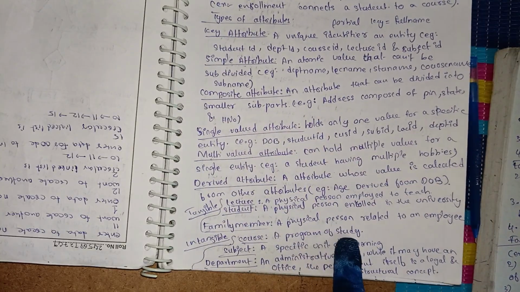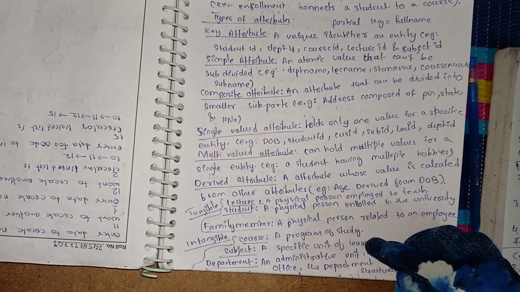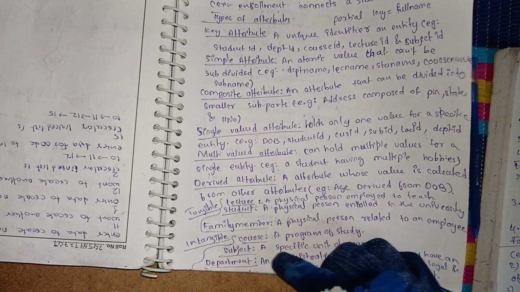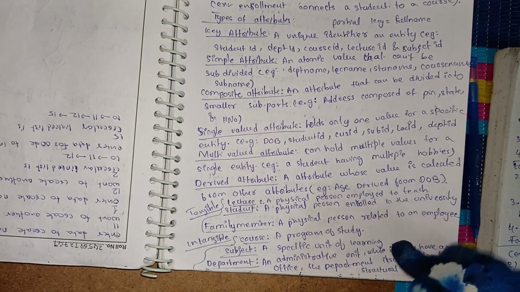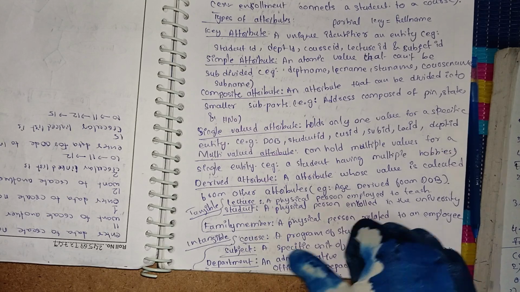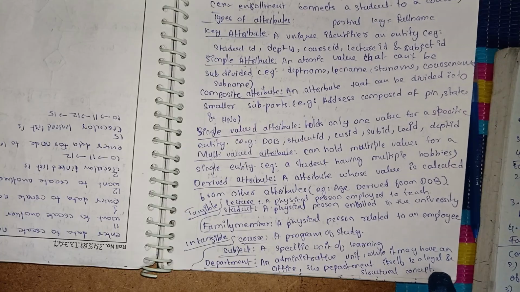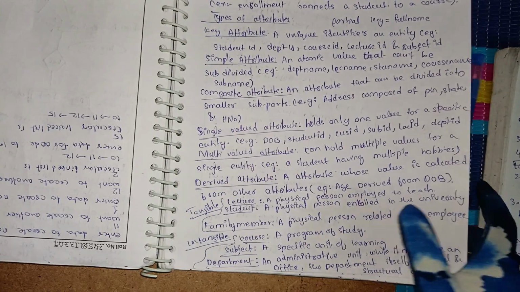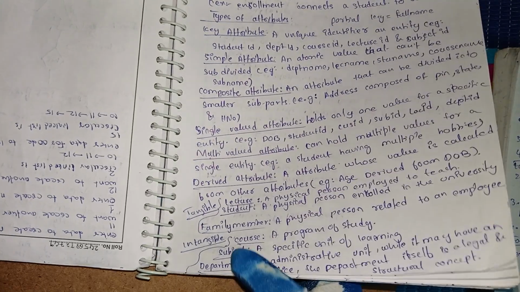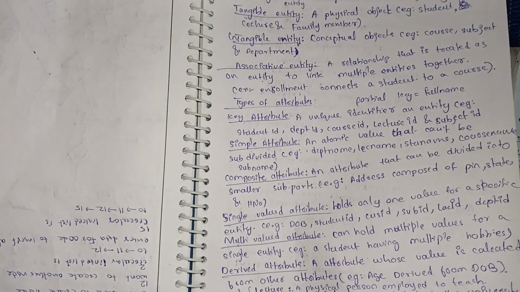So course, a program of study, is a logical thing. And subject, a specific unit of learning, is also a logical thing. And department is an administrative unit; while it may have an office, the department itself is a legal and structural concept. So that's why we are considering it as an intangible entity.